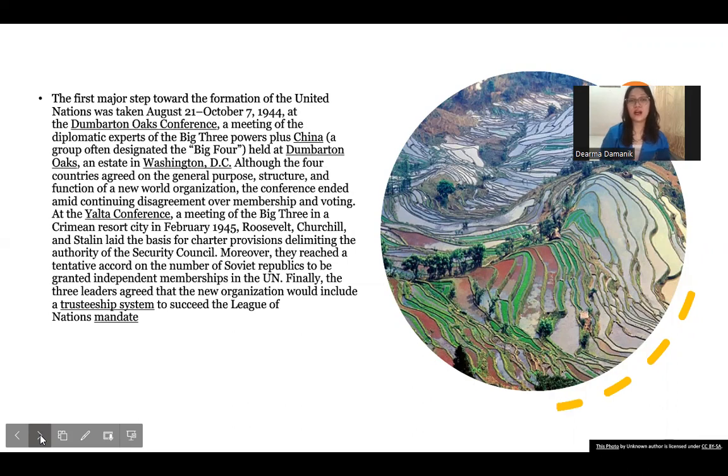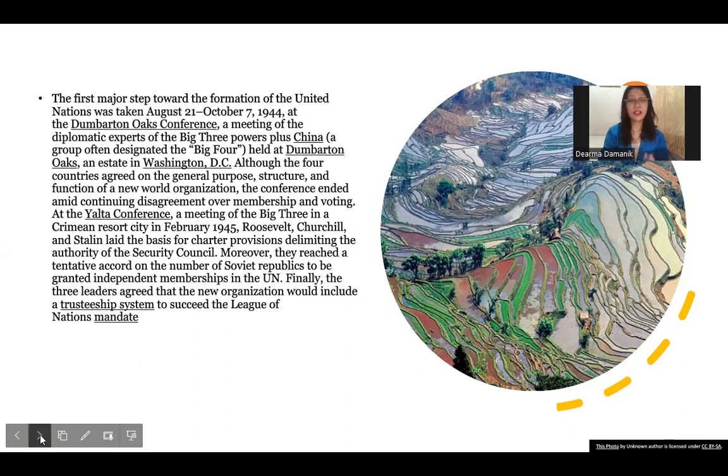which was taken from August 21 to October 7, 1944 at the Dumbarton Oaks Conference, a meeting of the diplomatic experts of the Big Three powers plus China, a group often designated as the Big Four, held at Dumbarton Oaks in Washington, D.C. Although the four countries agreed on the general purpose, structure, and function of a new world organization, the conference ended with continuing disagreement over membership and voting, which was addressed at the Yalta Conference, a meeting of the Big Three in the Crimean resort city in February 1945.